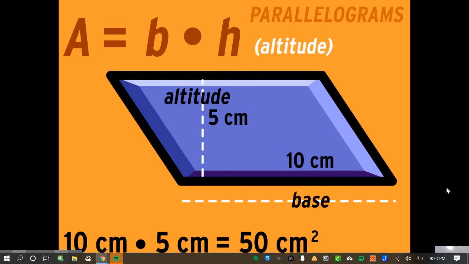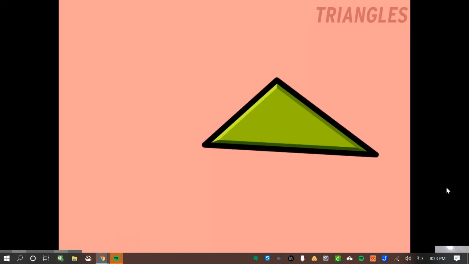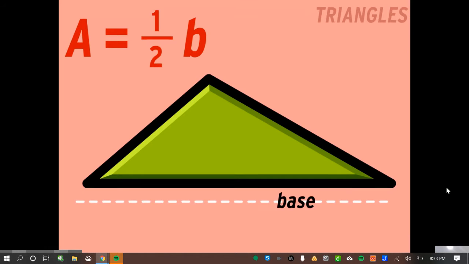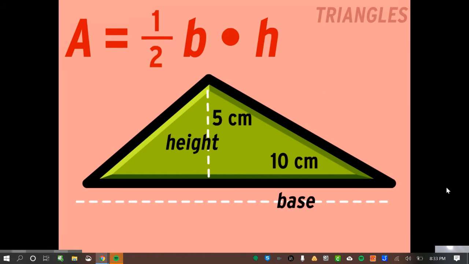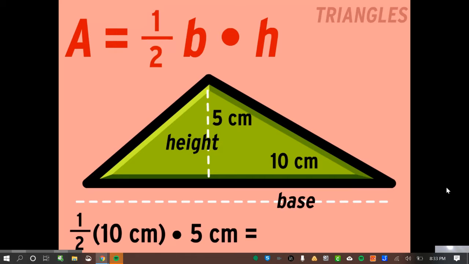A triangle is half of a parallelogram, so it makes sense that its area would be 1/2 of its base times its height. If the base of a triangle is 10 centimeters and the height is 5 centimeters, its area is 1/2 of 10 is 5, times 5 is 25 square centimeters.